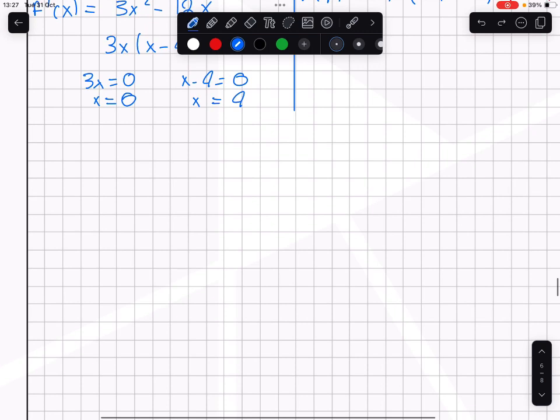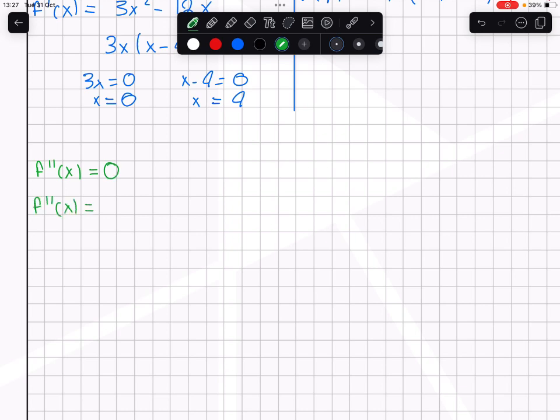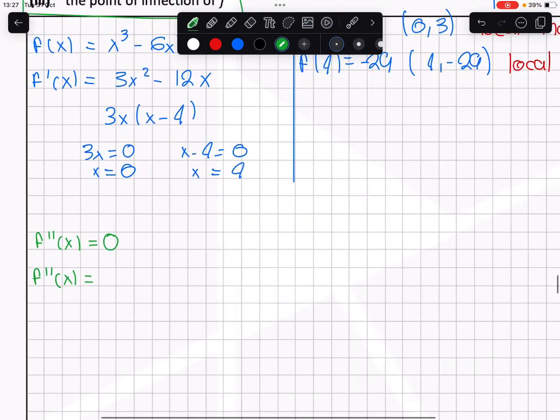Well, if we find the second derivative of the function and equal it to 0, we're going to be able to solve it. So f double prime of x is equal to the derivative of f prime of x. So we're going to be looking back up and figuring out what this is. So 3x squared minus 12x is just going to go to 6x minus 12. Equal that to 0 and solve for x. We get x is equal to 2.